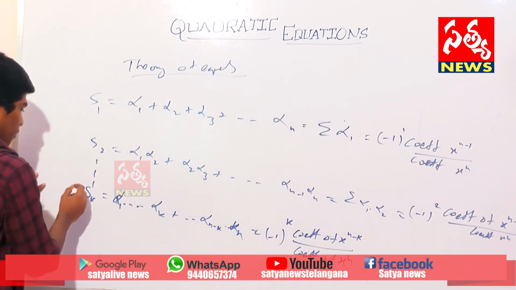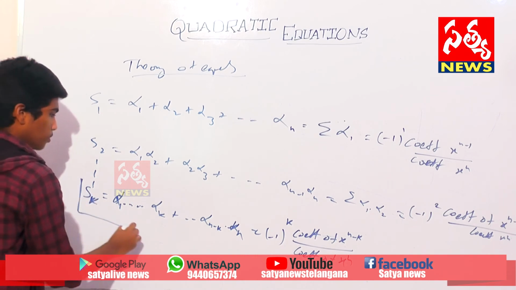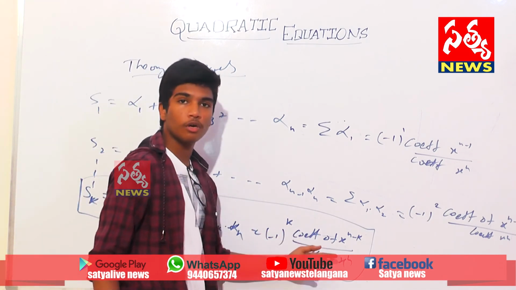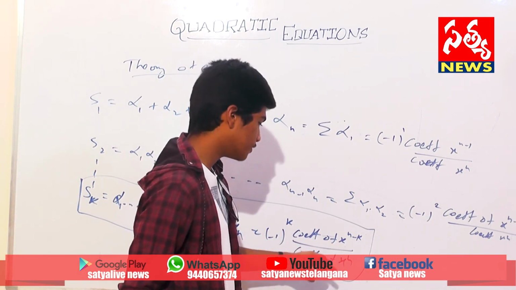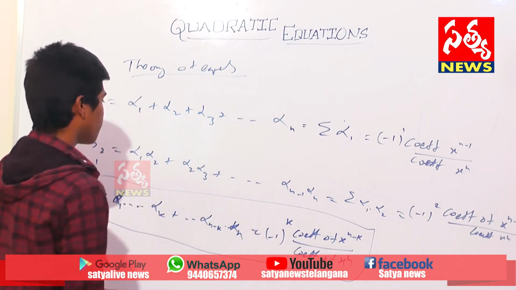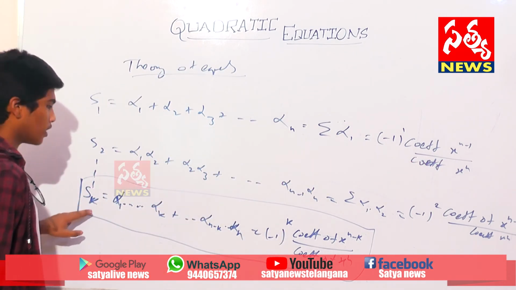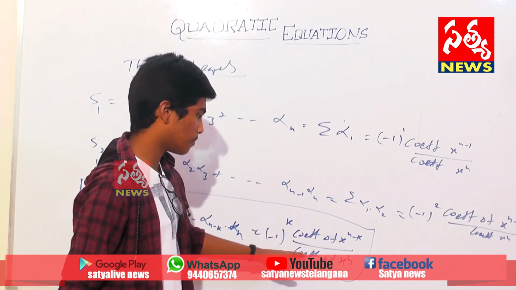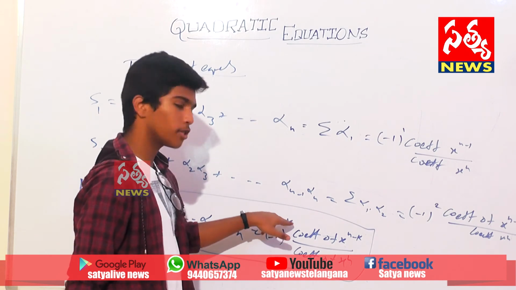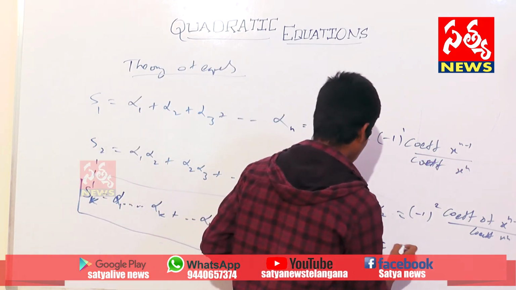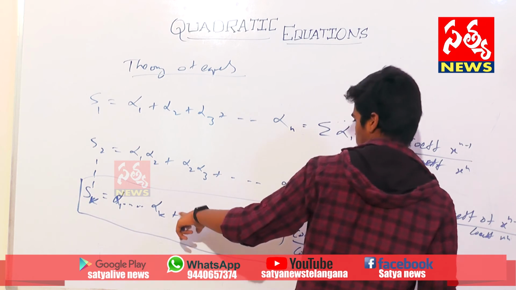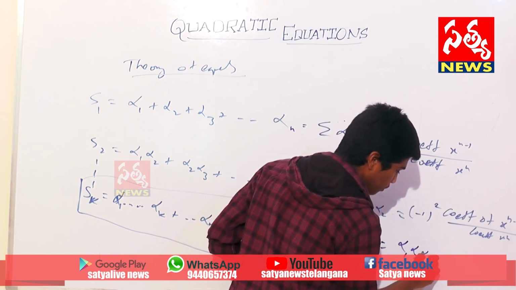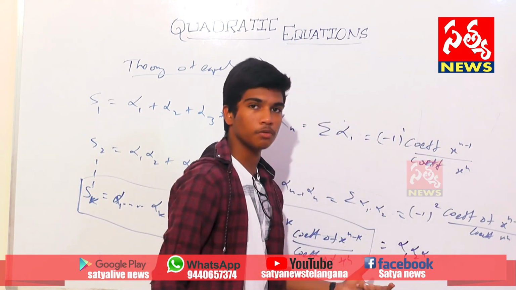So this is the general formula. Sk is equal to minus 1 whole power k into coefficient of x power n minus k by coefficient of x power n. You can put any value. If we take k equal to 3, then S3 is equal to minus 1 cube, which is minus, into coefficient of x power n minus 3 by coefficient of x power n. The meaning of this is S3 is alpha 1 into alpha 2 into alpha 3. We are multiplying 3 roots.